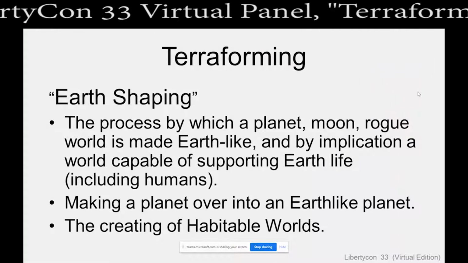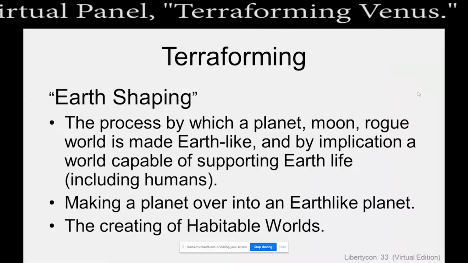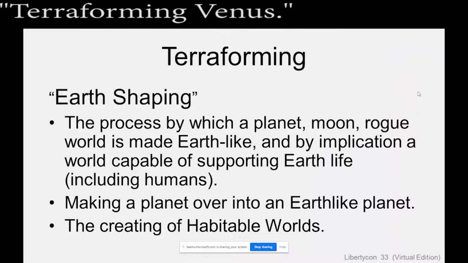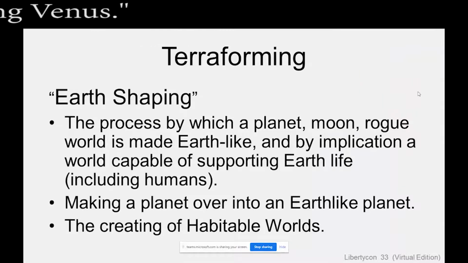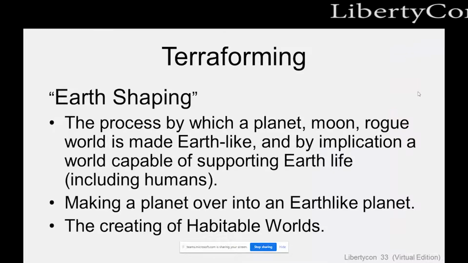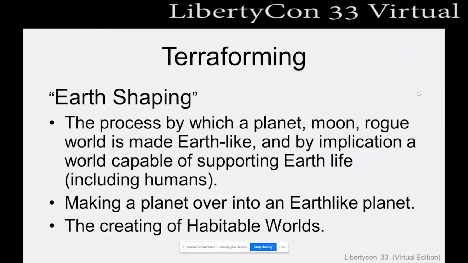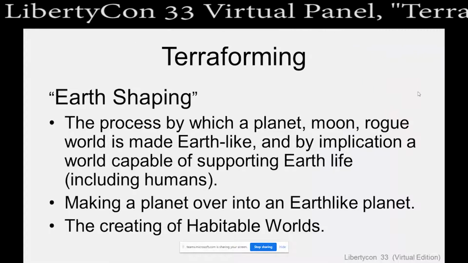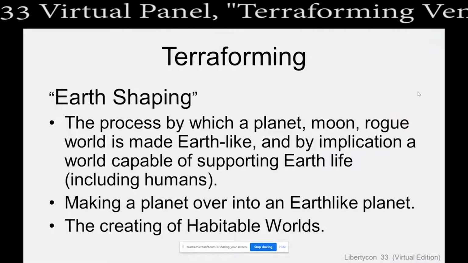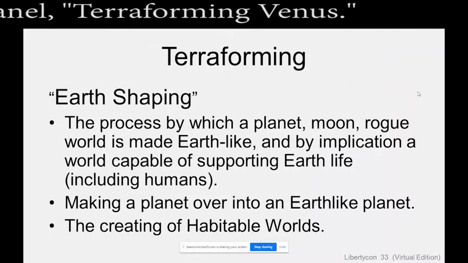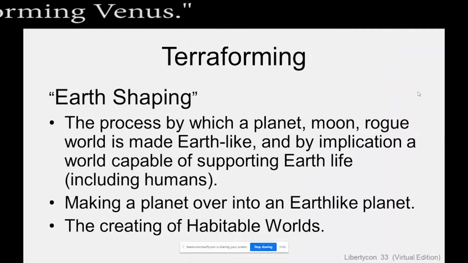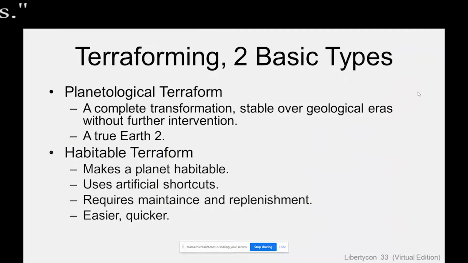Terraforming basically means Earth shaping. It's the creating of habitable worlds out of essentially sterile planets or moons, making a planet that is inhospitable to human life, converting it into a planet that hosts human life and also humans. So terraforming comes in two basic types.